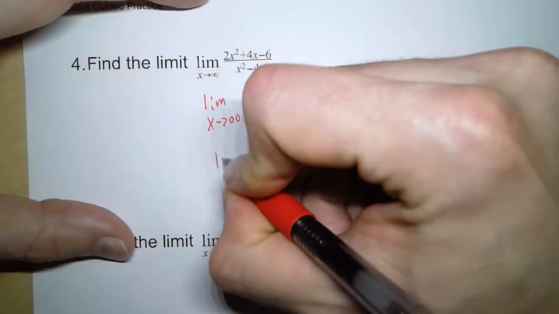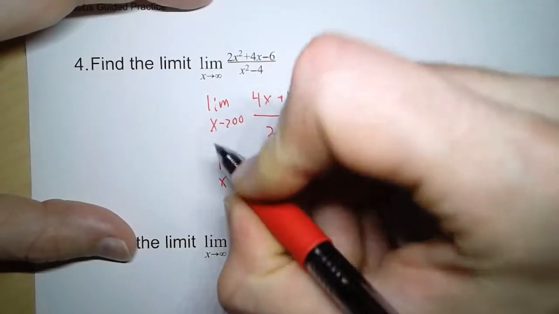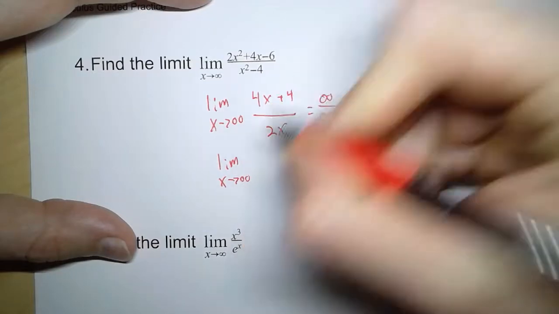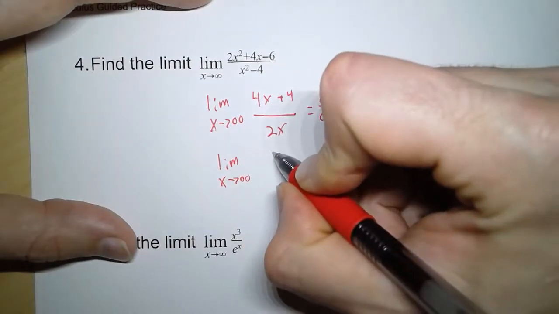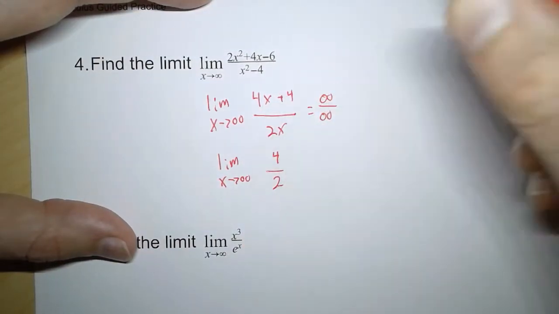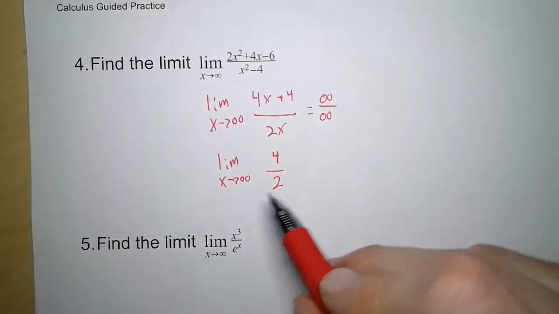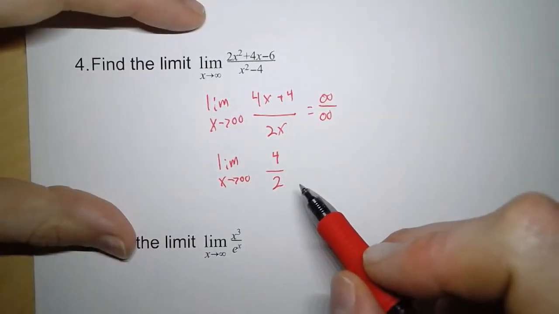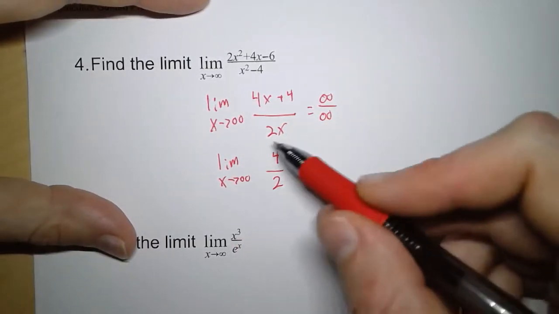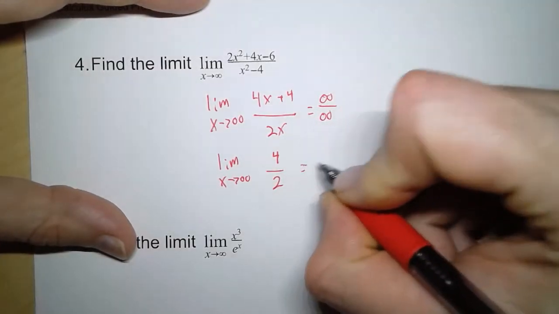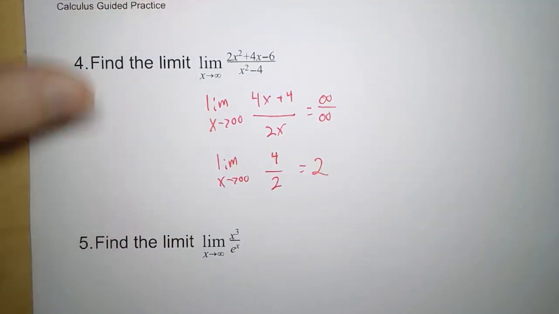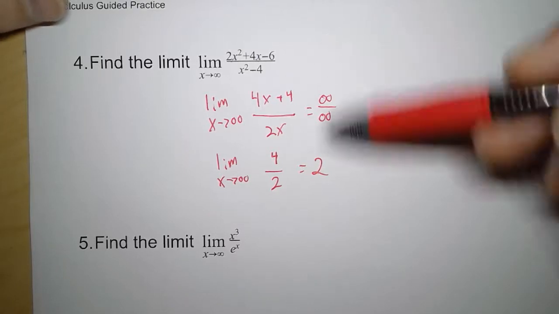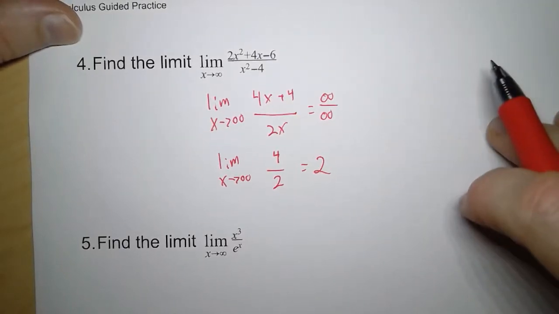So the limit as x approaches infinity, the derivative of the top over the bottom is 4 over 2. Now there's really no need for the limit because the expression doesn't have an x in it. So as x goes to infinity, this expression doesn't care. It's just 2. So here's a case where we had to go through L'Hopital's rule twice.